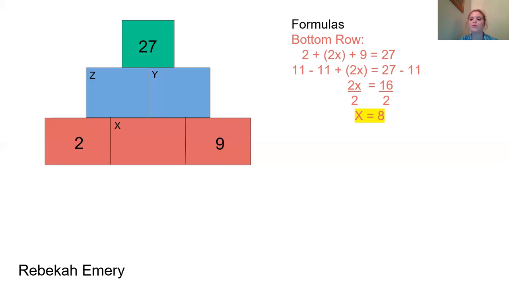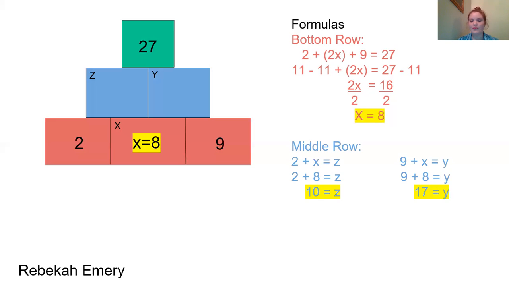Now I'm down to 2x equals 16, so I will divide each side by 2 to remove the 2 being multiplied by x. Now I have x equals 16 divided by 2, which is 8. When you plug in 8 into the pyramid for x, you are able to solve for z and y in the middle row. So 2 plus 8, you get 10 for z, and 9 plus 8 for y would be 17.